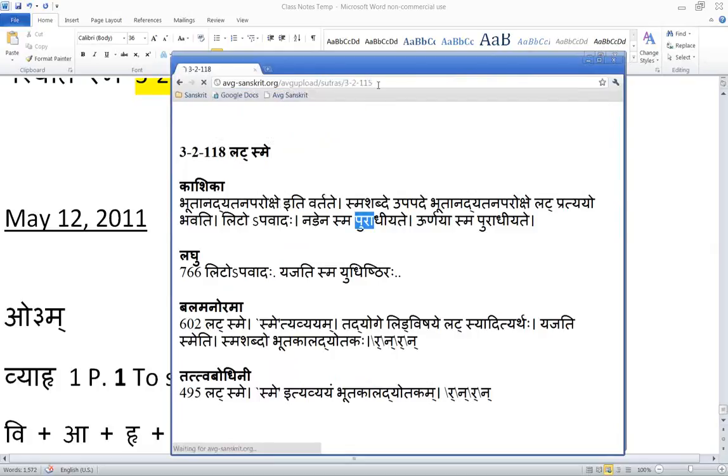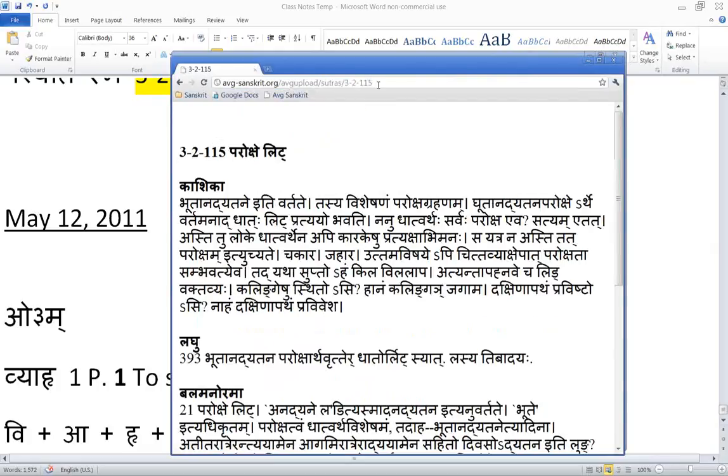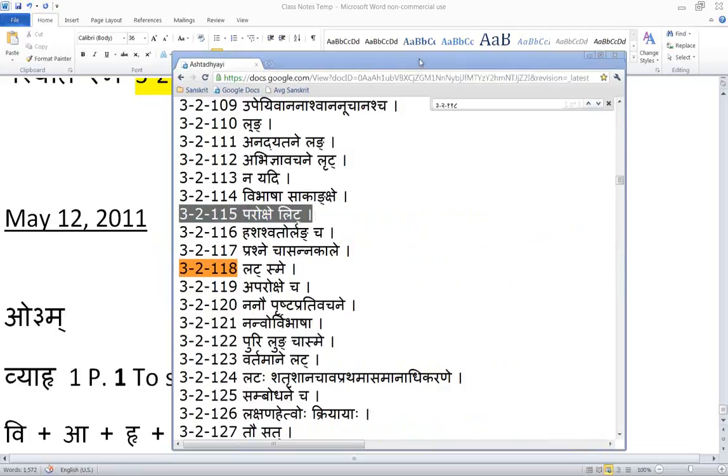Parokshe lit. So Bhutanajyatane iti vartate. So it is in the action of the past, not recent past. Parokshe lit comes in there. So now the usual steps, which is Liti Dhatu Anabhyasasya.